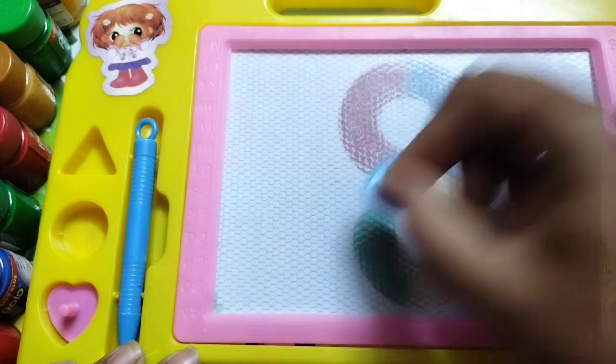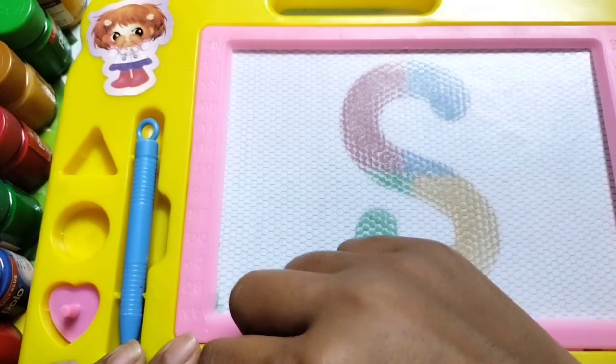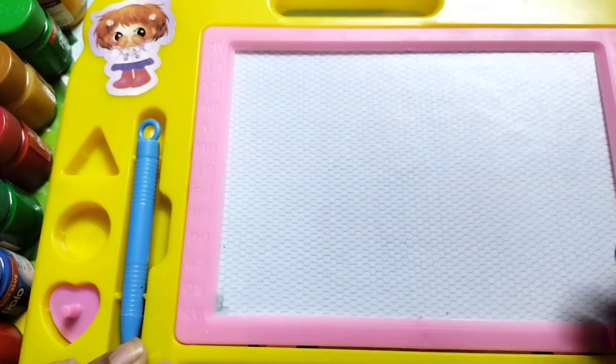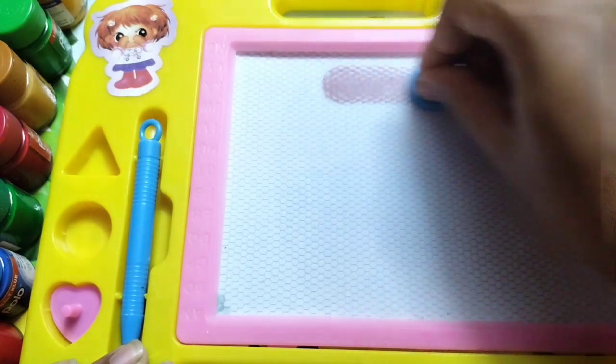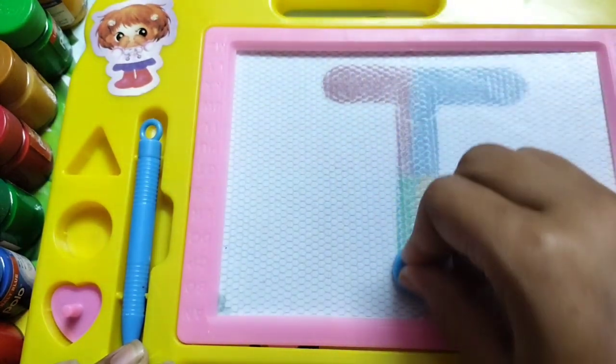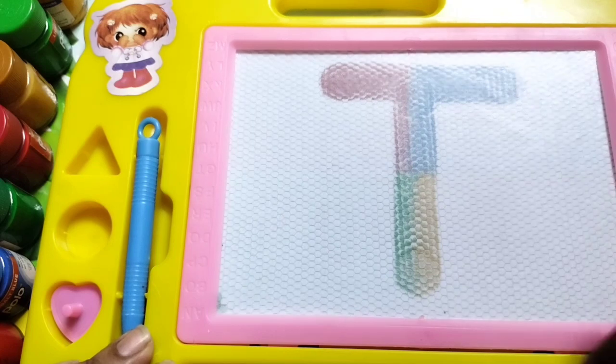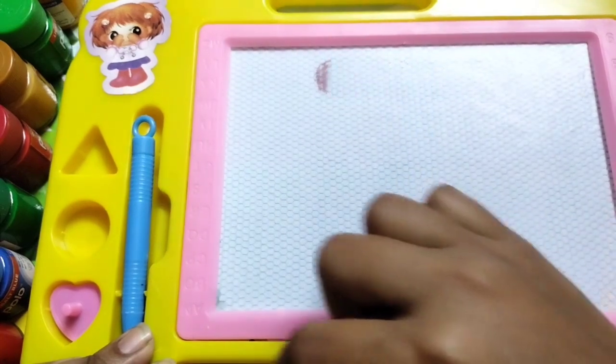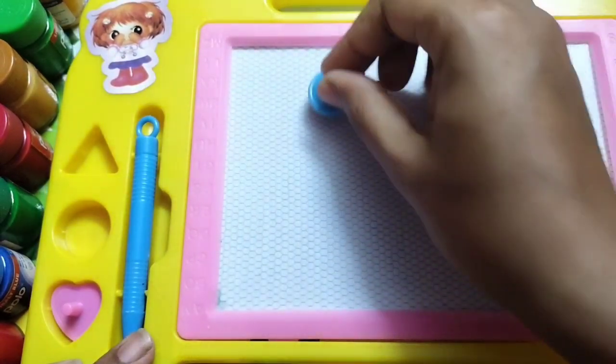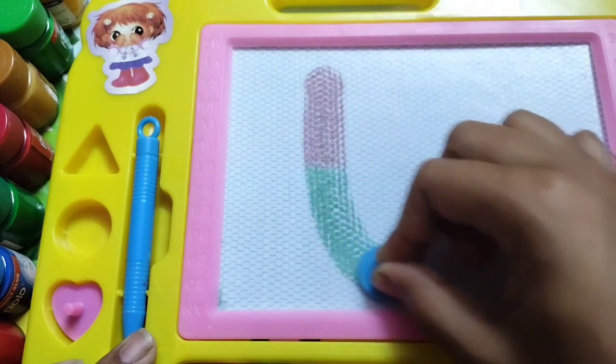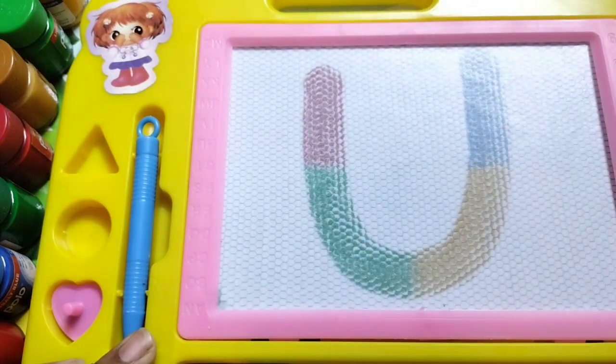Draw a small curve and turn it to the bottom, another small curve, and this is S. One sleeping line and a standing line, and this is T. Make a curve like me, and this is U.